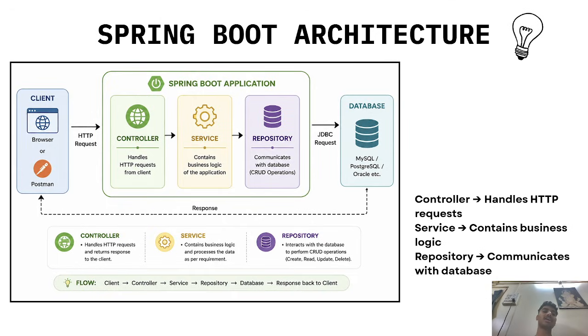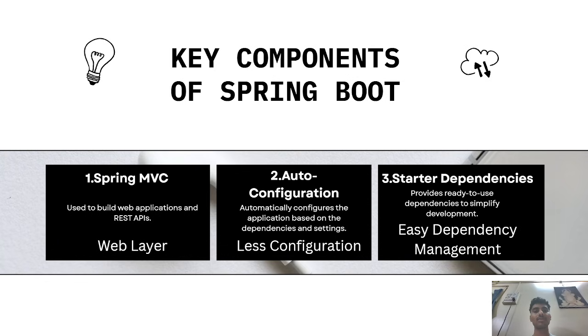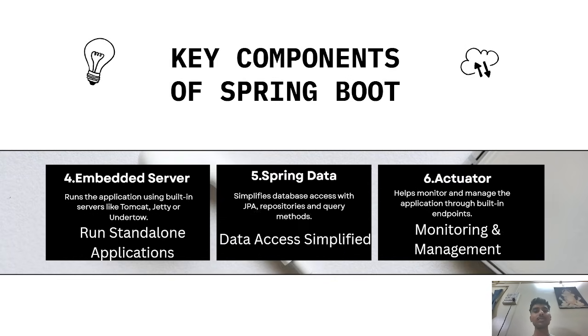First of all, let's understand how the Spring Boot architecture basically works. We have the client, the whole Spring Boot application, then the database. Moving on further, the key components of Spring Boot. Spring Boot has basically one, Spring MVC, then two, auto configuration, and three, starter dependencies, which is easy for the management system. Then we have the embedded server, Spring Data, and then the actuators.